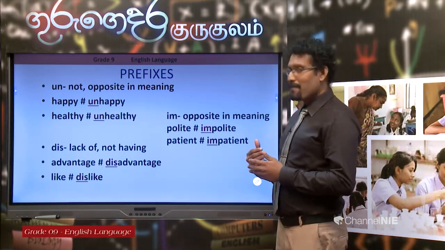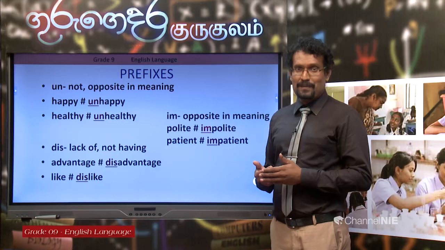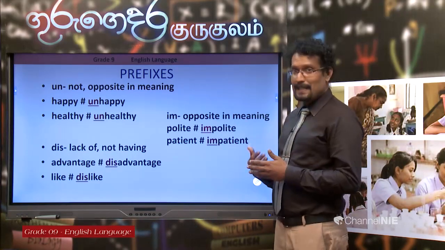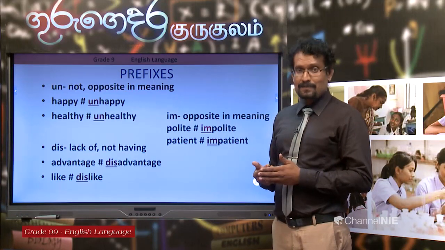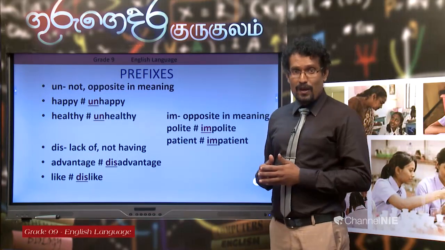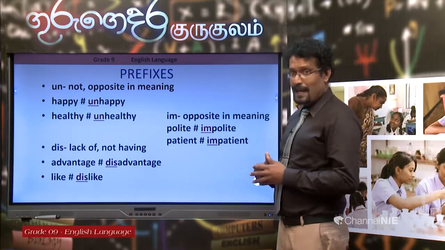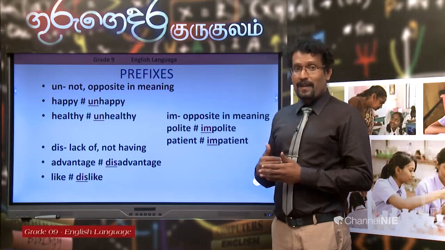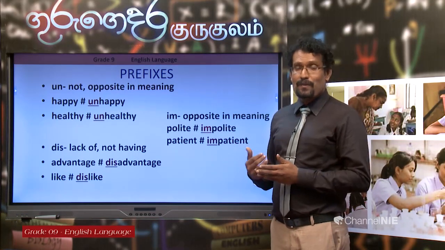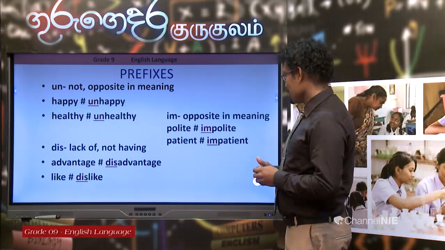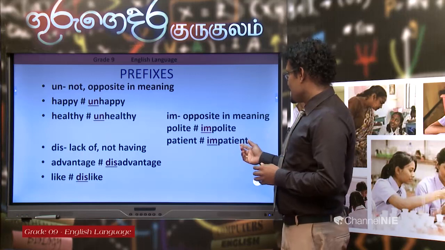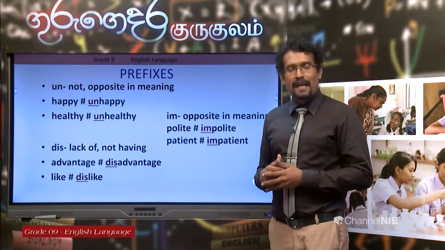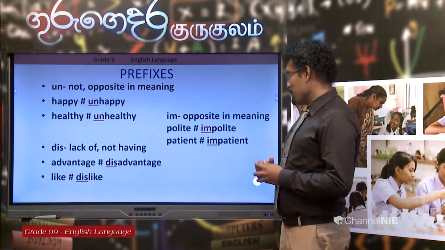Nobody likes to have you as a friend, maybe as a close person, because you are impolite, you are not nice. So, I know you all are not impolite, you all are polite wherever you go, whatever you do, with whom you are hanging around. Polite, impolite. Second example, patient and impatient.